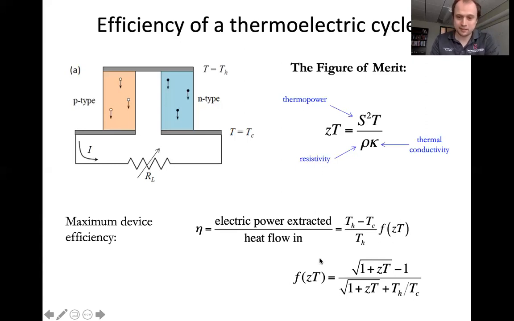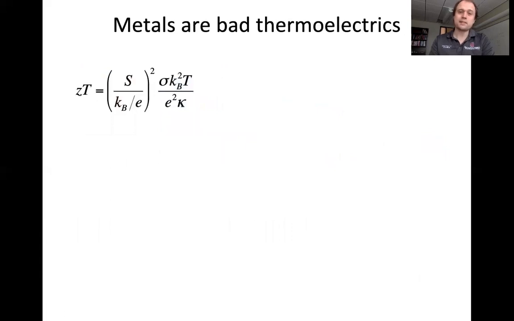In particular, it looks like this function, which turns out to be very slow. So in particular, if ZT is, say, 2, then your f is still only about 1/10. So there really is a lot of room to improve ZT and to really make a big difference in the effectiveness of thermoelectric devices. Okay, so before I tell you how to make a good thermoelectric, let me first talk about how to make a bad thermoelectric.